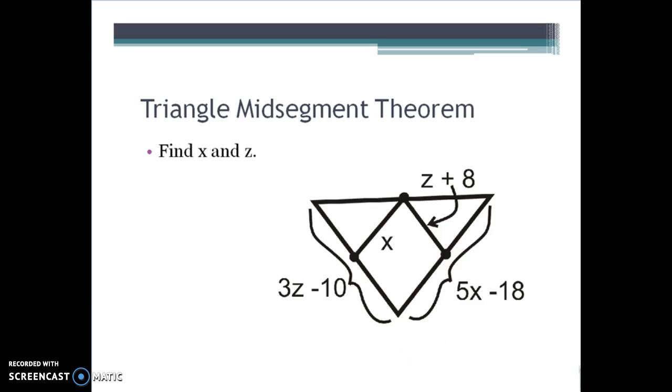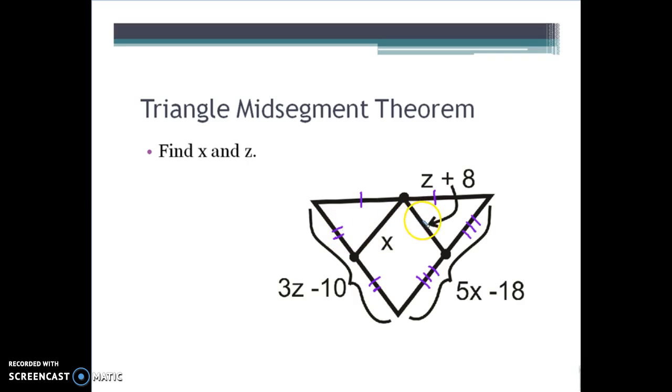So for this example, we want to find X and Z. I didn't put it on here, but we know that those are our midsegments, that these are the same, and these are the same. So that tells me that this midsegment is parallel to this side of the triangle. Not only is it parallel, but it is half as long.